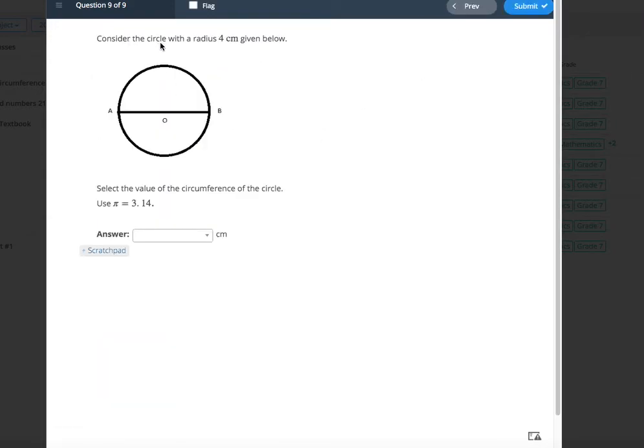All right, let's consider this circle with a radius of 4 centimeters given below. Select the value of the circumference of the circle. So, we're finding the circumference of a circle. Circumference equals pi times diameter. Don't forget, I can use circumference equals 2 pi r if I want to, it's the same thing. Remember, because 2 times r represents whatever the diameter is. So it's the same formula, just written differently.